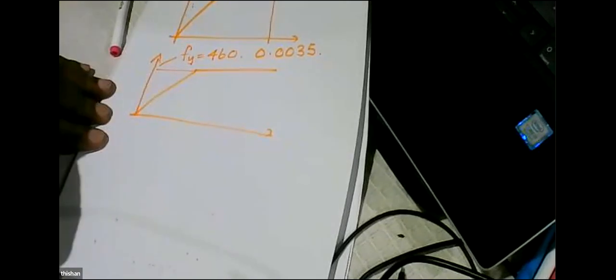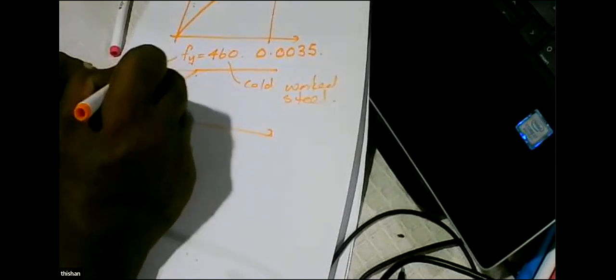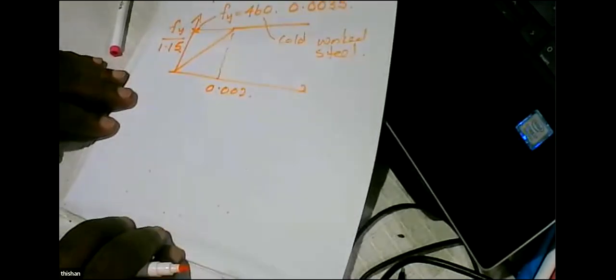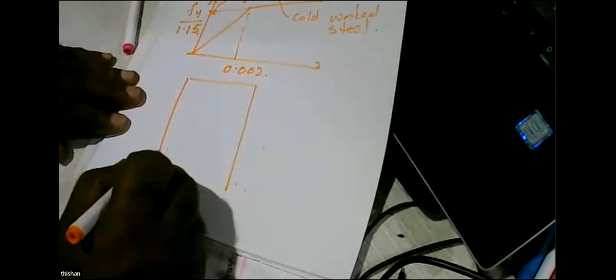At this particular point, we use Fy as 460, which is cold worked steel. And here the value allowed is Fy divided by 1.15, because the factor of safety is 1.15. And then you get a strain of 0.002.